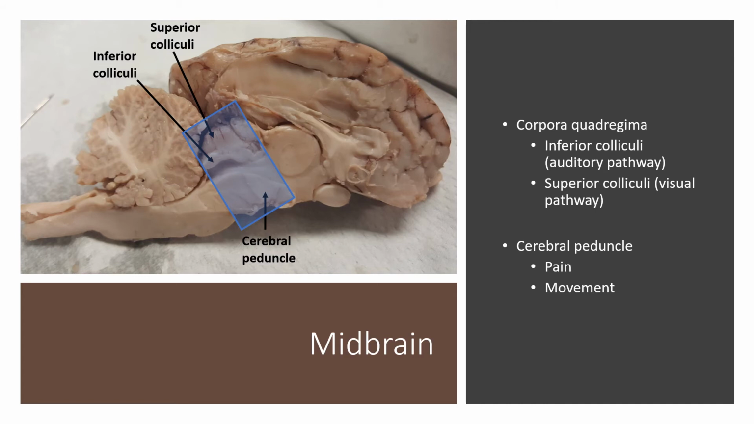So you should be able to identify the midbrain as a whole. It contains the corpora quadrigemina, which is basically just the tectum containing the inferior colliculi and the superior colliculi, and the tegmentum, which is also sometimes called the cerebral peduncle, which is involved in pain and movement. You should be able to identify the midbrain as a whole. It's at the very tip top of the brainstem. It's the most superior part.